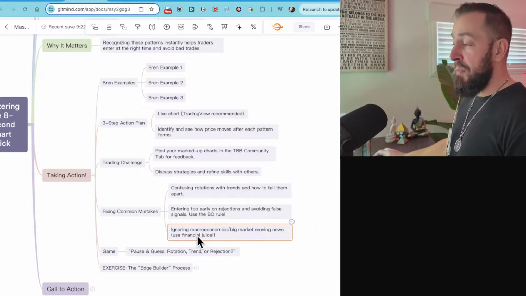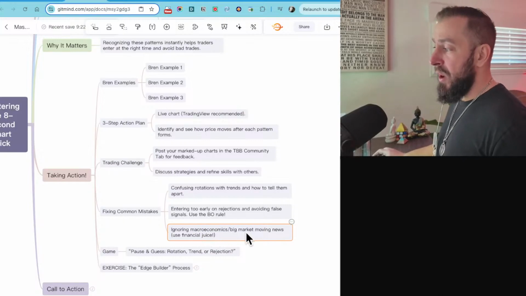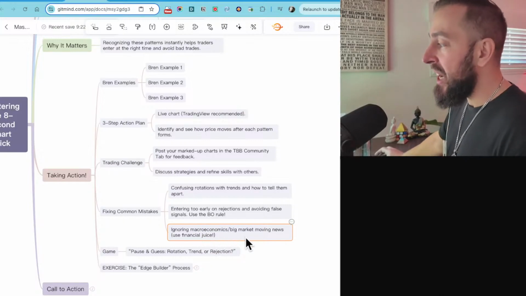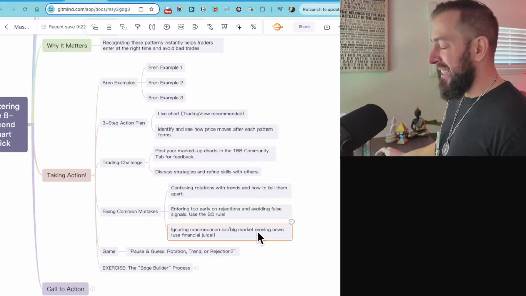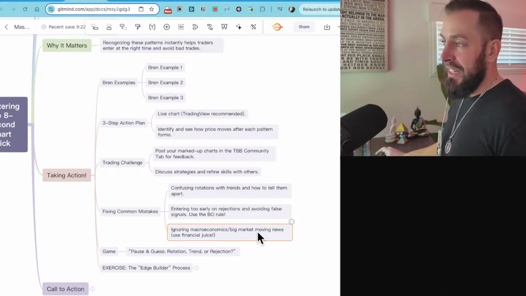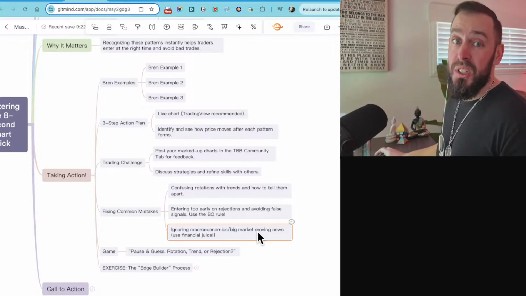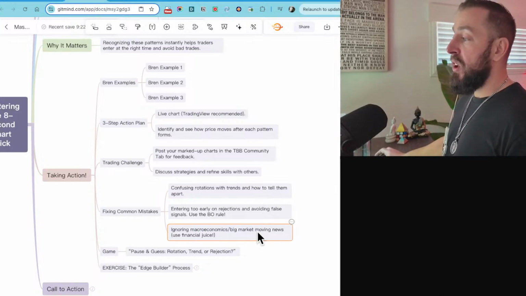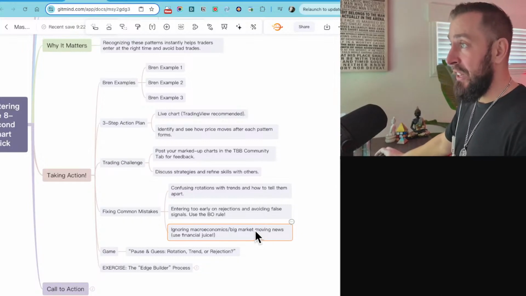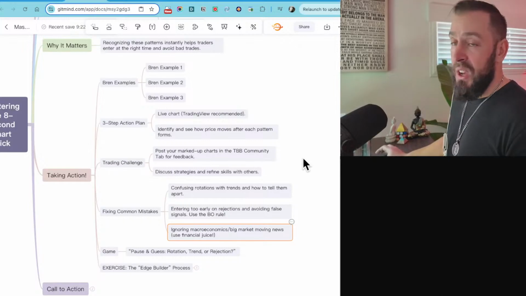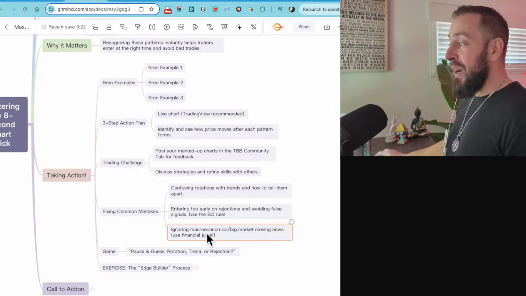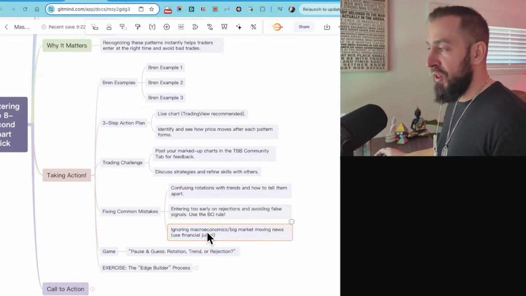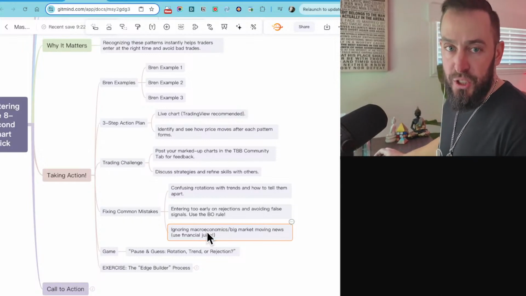Now, another major mistake that you could make is ignoring macroeconomics or big market moving news. Whenever the US Fed announces anything about interest rates, the market usually moves huge. So how do you avoid this mistake? You just use Financial Juice, which is a reporting website, and it'll tell you if there's any major economic news. Make sure you do not start your trading session unless you go to Financial Juice first.